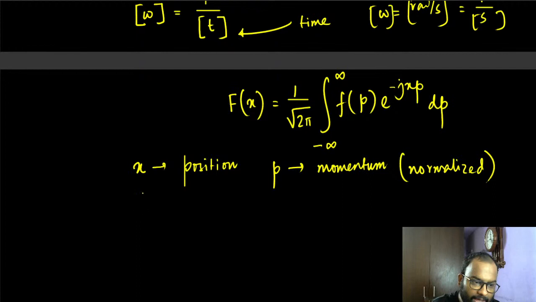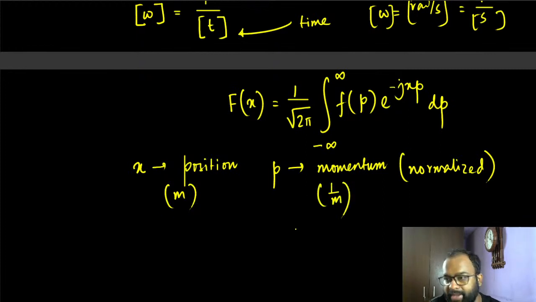You can understand that if the position is measured in meters, then normalized momentum is measured in the unit 1 by meter, per meter. That's normalized momentum once again. People studying quantum mechanics and particle physics actually use this kind of Fourier transform. They are represented like that.